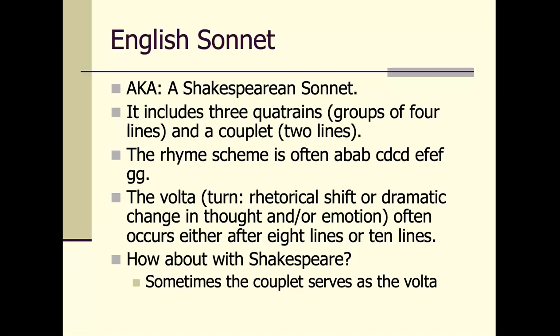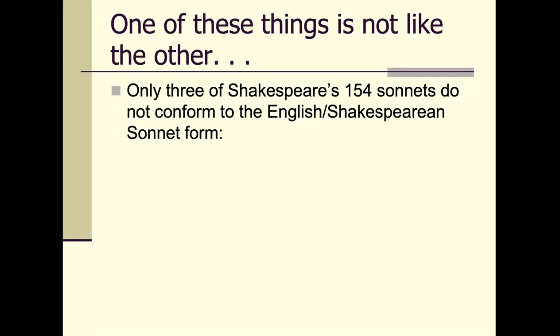But this is something for you to think about: the 3 quatrains, groups of 4 lines, with a couplet, the 2 lines at the end. You can see what the rhyme scheme is. The volta, or the turn, the rhetorical shift or dramatic change in thought or emotion, usually occurs after 8 or 10 lines, and typically the couplet in Shakespeare is what becomes the volta, because the response of the couplet gives the final thoughts for the rest of the quatrains.